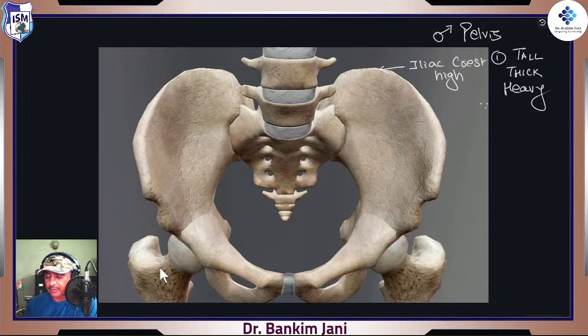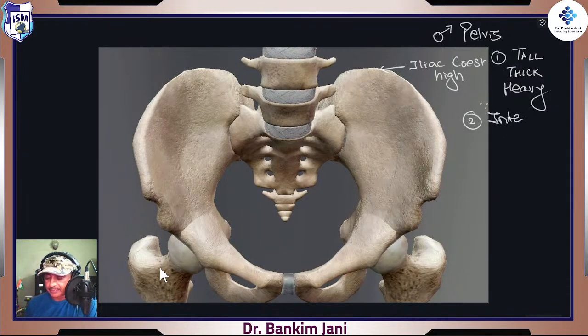In case of female, you'll appreciate that the entire pelvis is quite wide, so those iliac crests go low. That is the basic difference between the male body and the female body. So this is the first important point: the iliac crest is high. Second, the distance between the ischium, the interischial distance, is less.